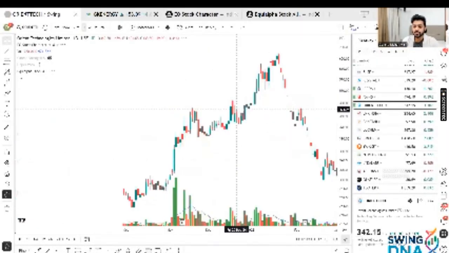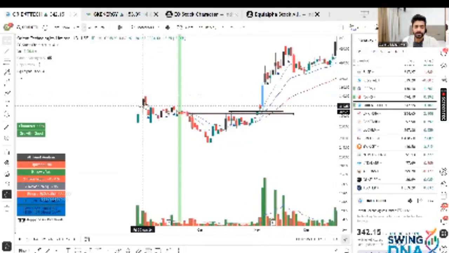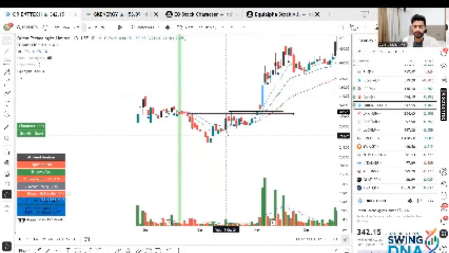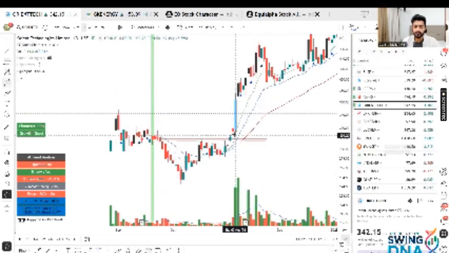So Orient Tech, this was a good one. Initially it got listed, had some sideways, started correcting, and it formed a good base up here, a kind of up and down base, and this is a breakout. This worked very well.